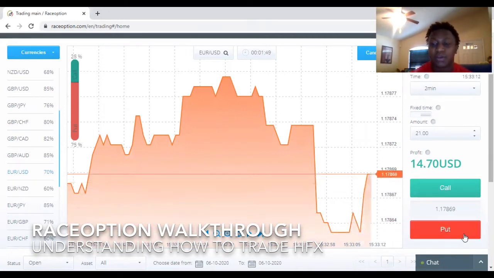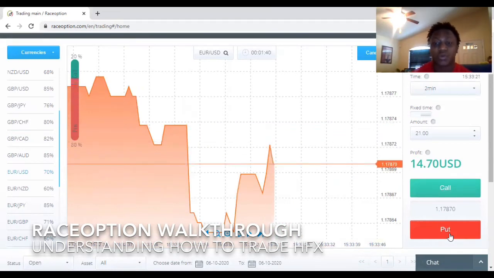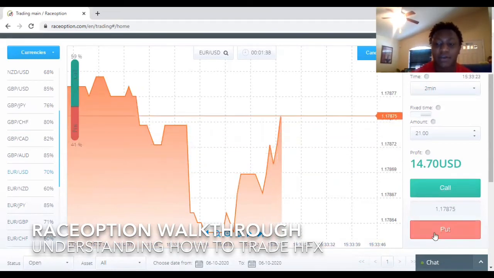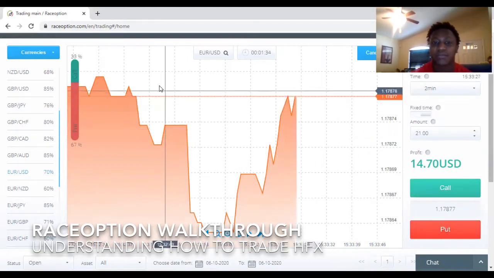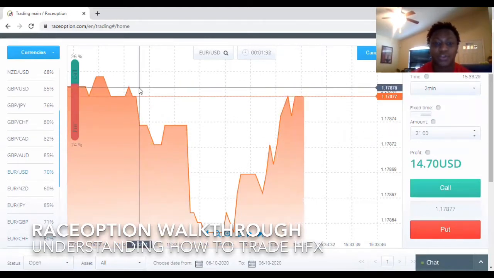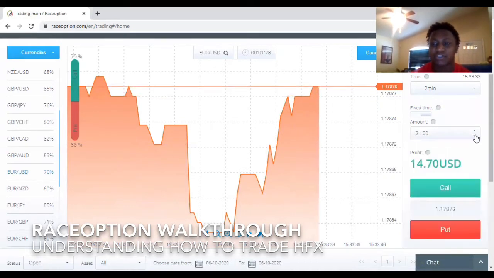You want to get the highest possible entry if you're looking to sell. For this red button right here, which is the put, this is when you would sell the market. Instead of saying sell or buy, with HFX you have call or put. So when you're selling the market, you press put, and you want to press it at the highest point. For this trade, the Euro USD, let's take this trade right now just to show you guys how this works.